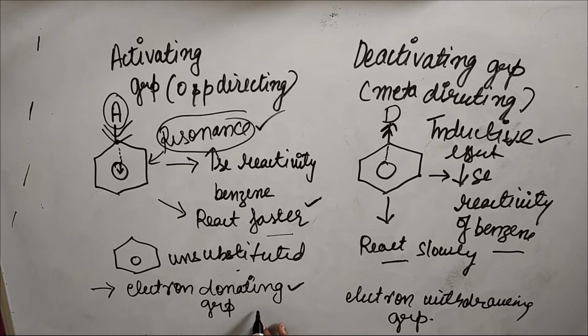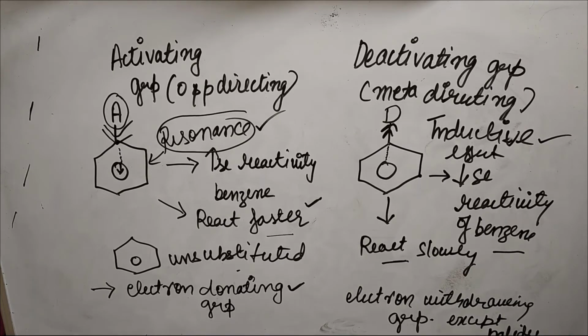Generally, electron donating groups are activating groups and electron withdrawing groups are deactivating groups. The exception is the halides. These halide groups are deactivating but ortho-para directing. This is the only exceptional case.